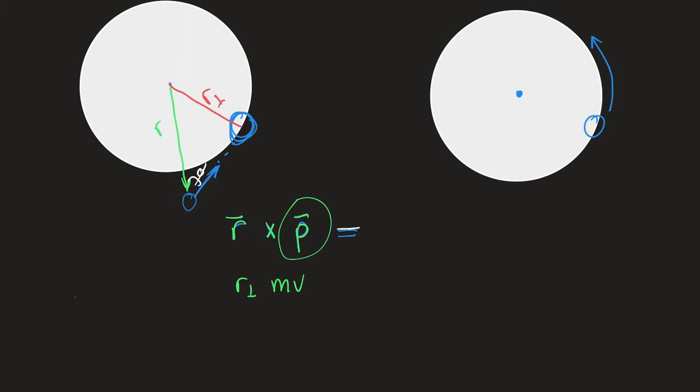Let's handle some things about the right side. The right side is after the kid gets on there and the system is going to rotate. This becomes I times omega. Remember the difference between lowercase l and uppercase L.